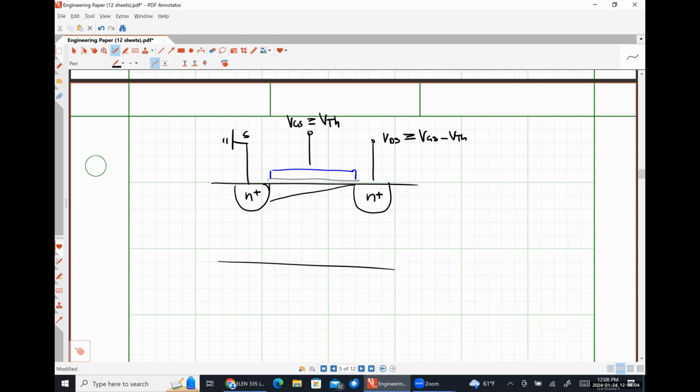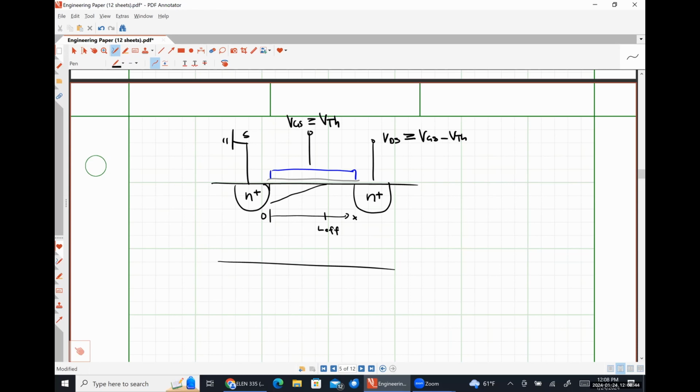If we allow VDS to be greater than VGS minus VTH, the pinch off point occurs further in the channel, right? So effectively, instead of it being pinched off right there, it might be pinched off right here. So if this is X equal to 0, and this is the X direction, we have some effective length that is smaller than the actual length of our channel.